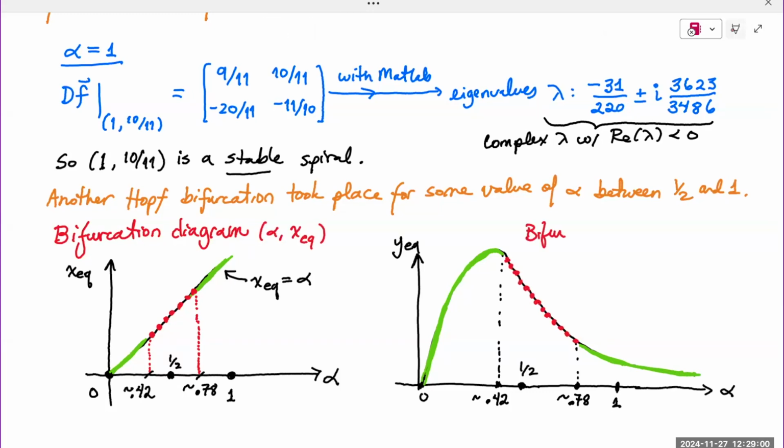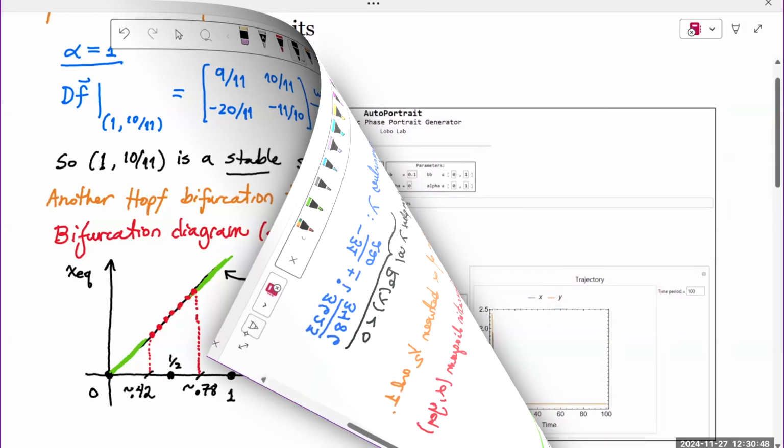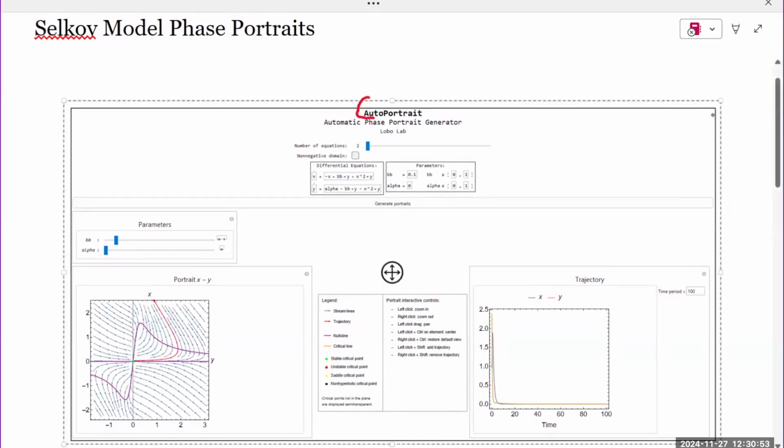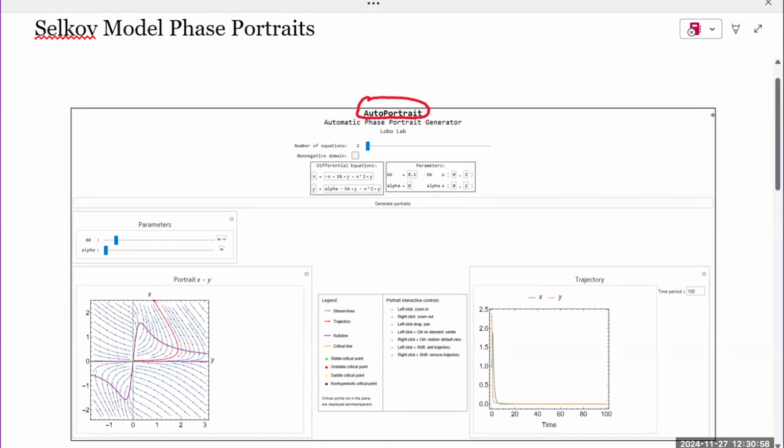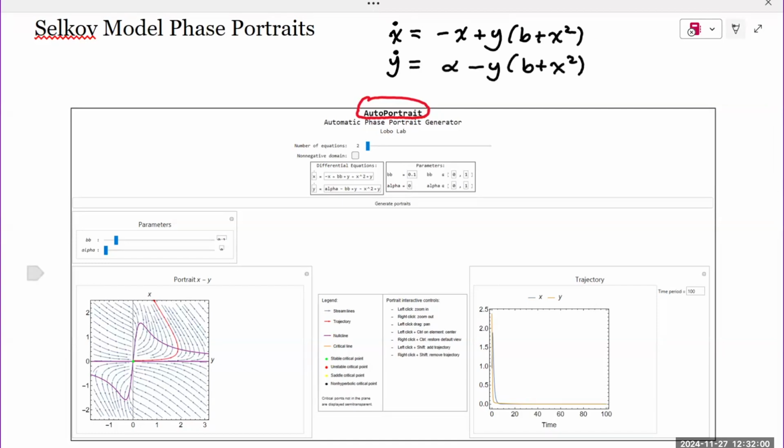Let's go to the next page to look at some example snapshots of the face portraits. These face portraits were created with software called Auto Portrait, which runs in Mathematica, and I will put a copy on our class Canvas site for you if you want to play with it. It's pretty useful. The differential equations that we are modeling, again, are the Selkov glycolysis equations. The number of equations is put in here with a slider. The differential equations are typed in here on this left-hand box, and the ranges and starting values of the parameters are typed into the right-hand box.